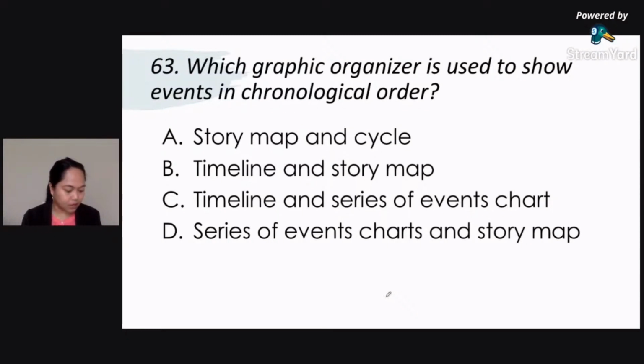Okay, what's the correct answer for number 63? All right, iba-iba na yung answers nyo. There's C, there's A, there's B. Okay. All right, so again, your question is graphic organizer to show events in chronological order. Pagkakasunod-sunod ng order ng events. Okay, let's take a look at our slide.